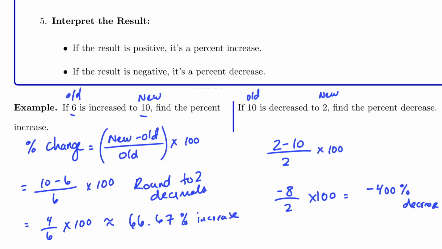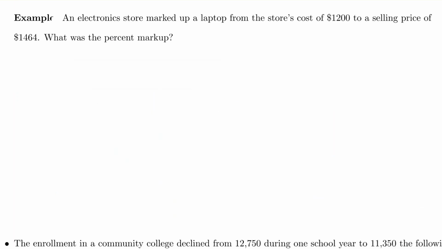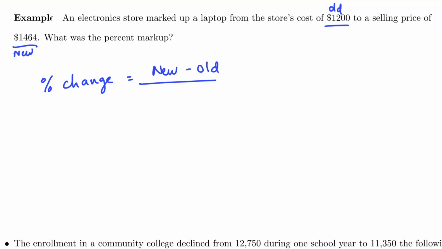An electronics store marked up a laptop from the store's cost of $1,200 to a selling price of this amount. They're asking what was the percent markup. So this was the original old price. We increased it by a percentage and got this new price. So we know percent change is new minus old divided by old times 100.